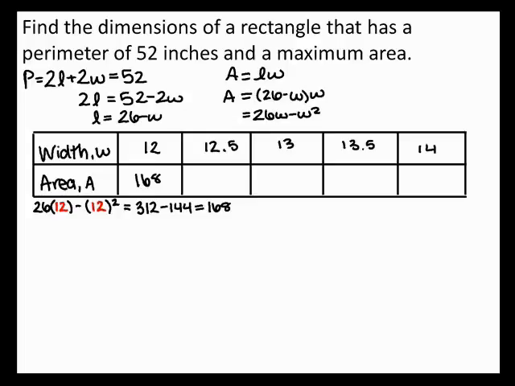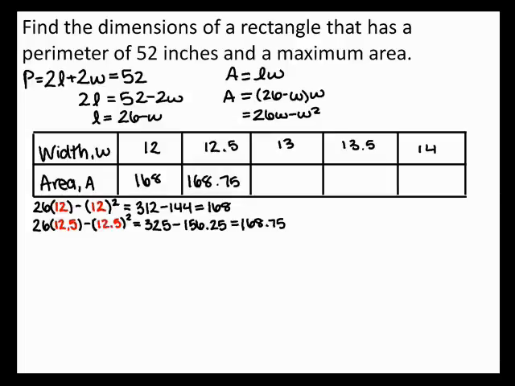Substitute 12 and 5/10 in for W in the area equation. Simplify 26 times 12 and 5/10 and 12 and 5/10 squared. Simplify 325 minus 156 and 25/100. You find that the area is 168 and 75/100.